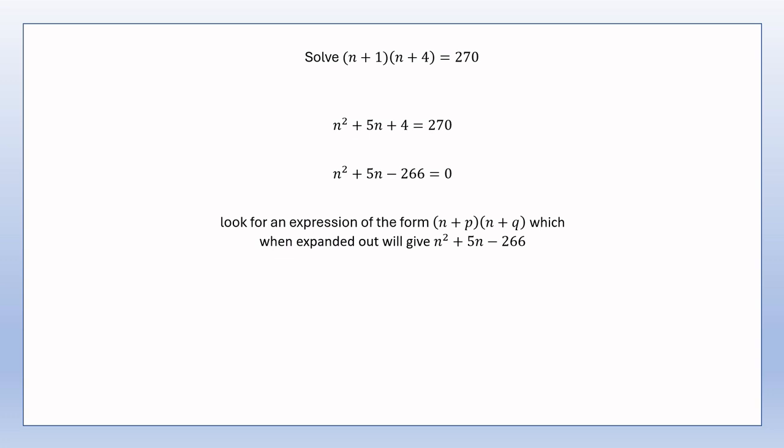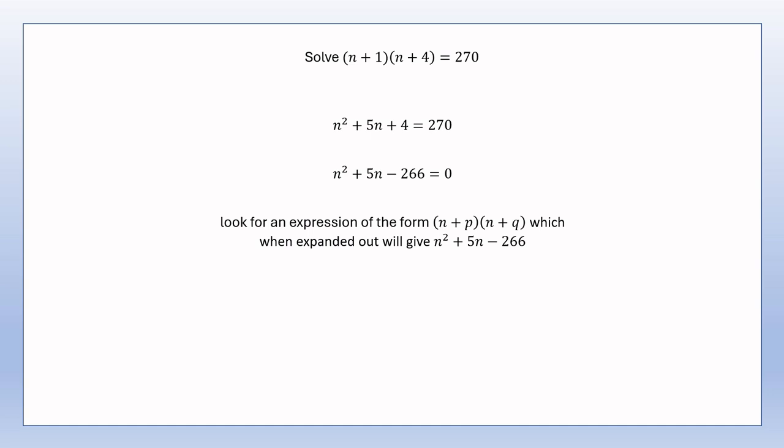So the product of the two numbers p and q must be minus 266. Therefore, one number must be positive and the other negative. Moreover, the sum of the two numbers should be plus 5, meaning that the positive number should have an absolute value exceeding that of the negative number by 5. So of course it may take a bit of hunting around, although I know that 15 times 20 multiply together to give 300, which is a bit too big.